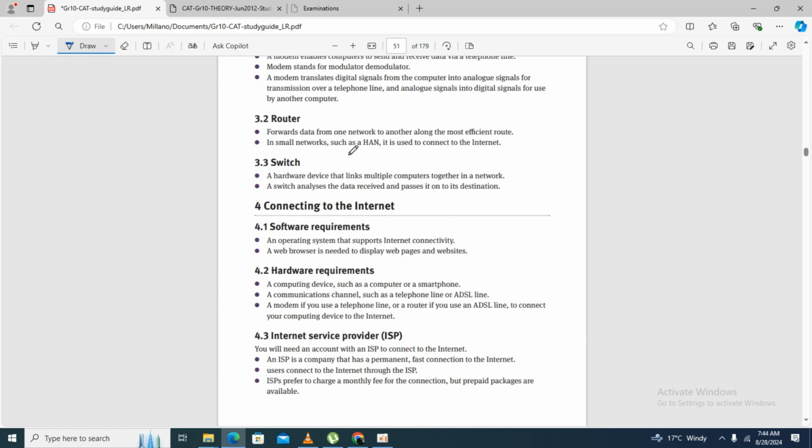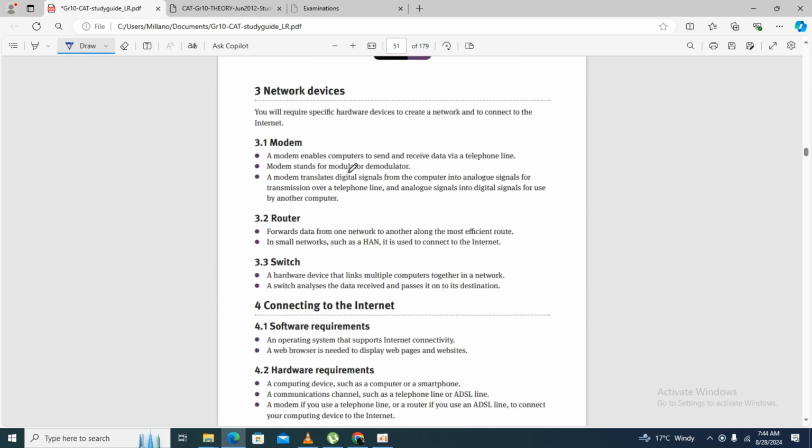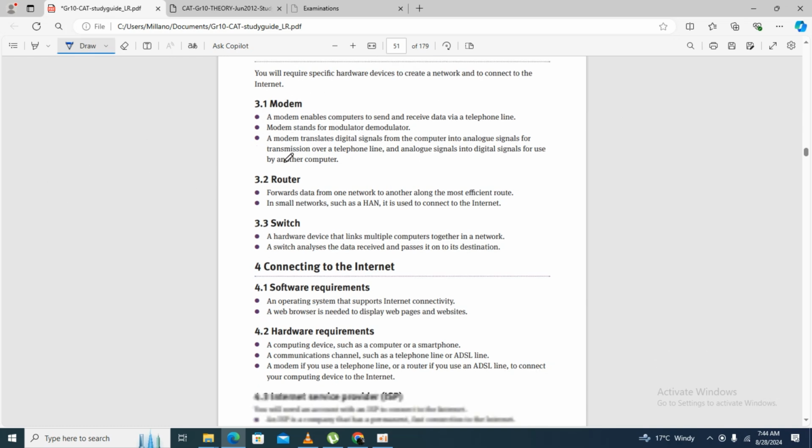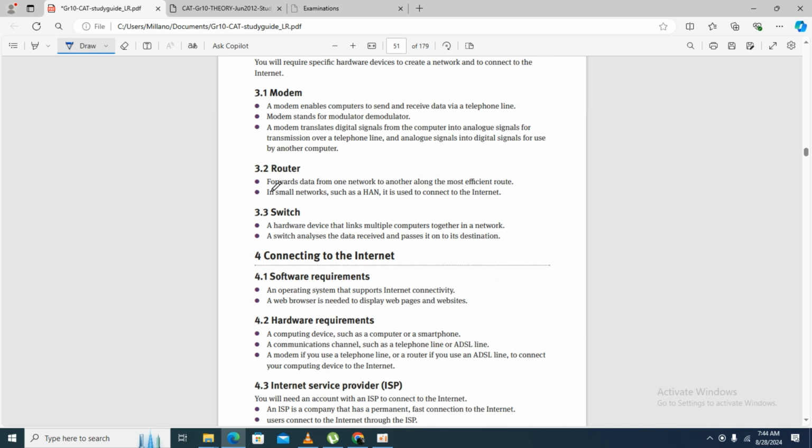And the network devices, these are also very, very important, guys, because they always ask these. You must know what a modem is. You must know what a router is. You must know what a switch is. I'll try to go as brief and as fast as I possibly can. So a modem is basically a device that allows a computer to connect to the internet, right? And then a router allows multiple computers to connect to a network, right? That's what a router is.